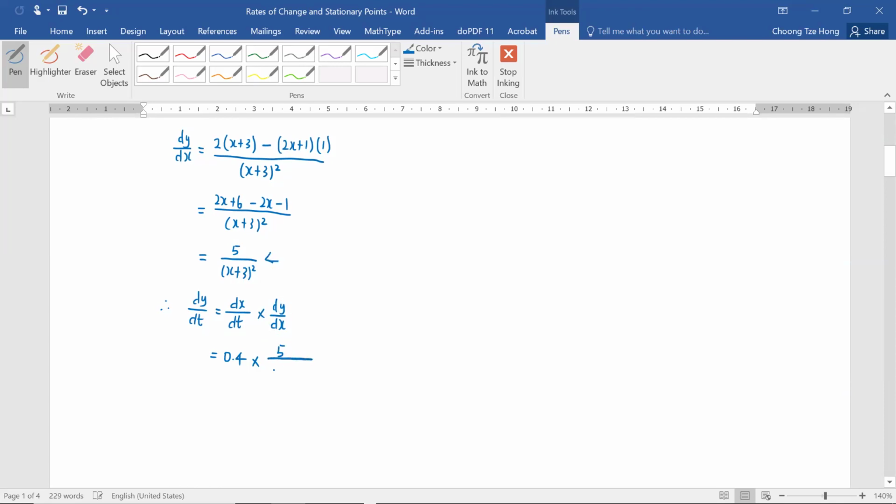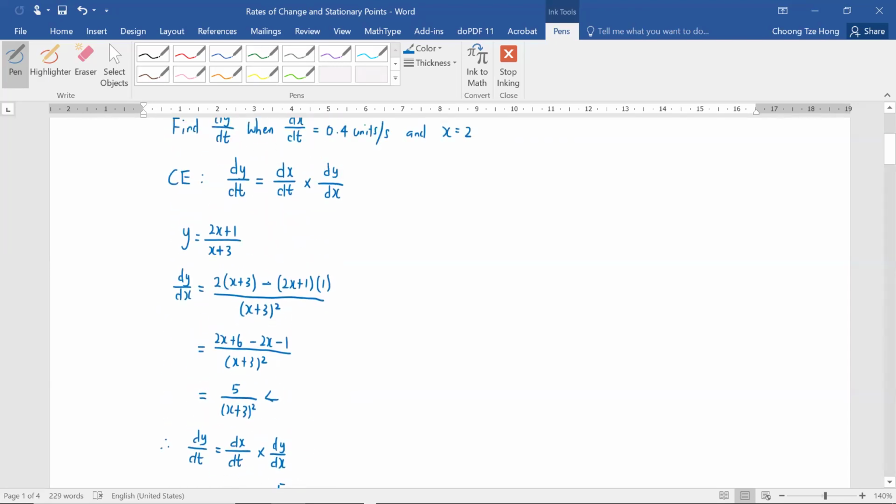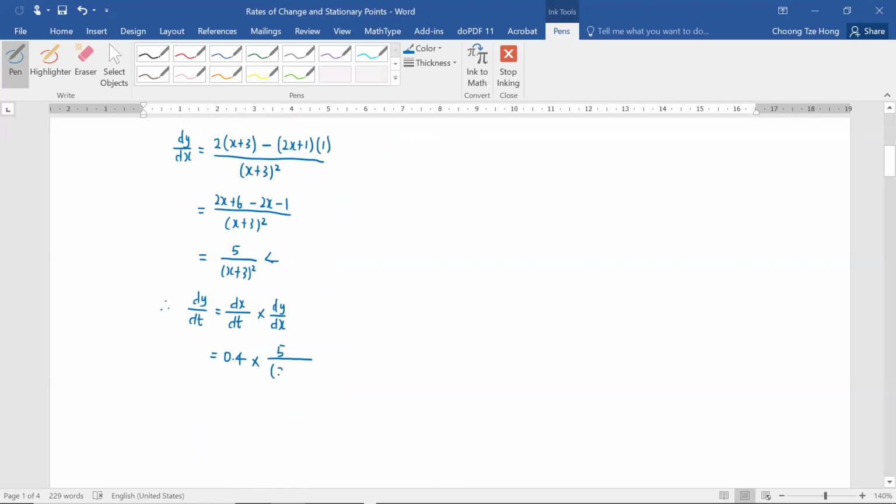5 over, now the value of x is 2, so we'll substitute the x with 2. So 2 plus 3 squared. That will give us 0.4 times 5 over 2 plus 3 squared, which is 25. So 5 over 25. If you do the multiplication, you should end up with 0.08 units per second.